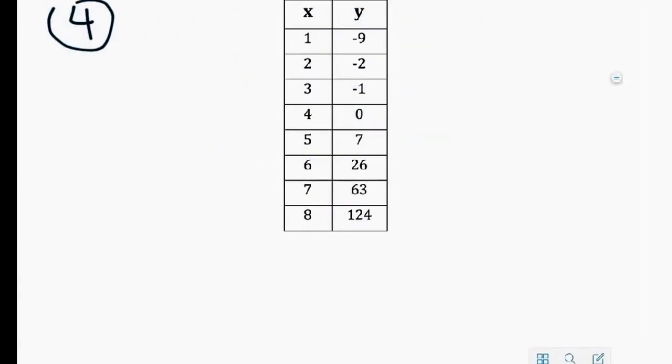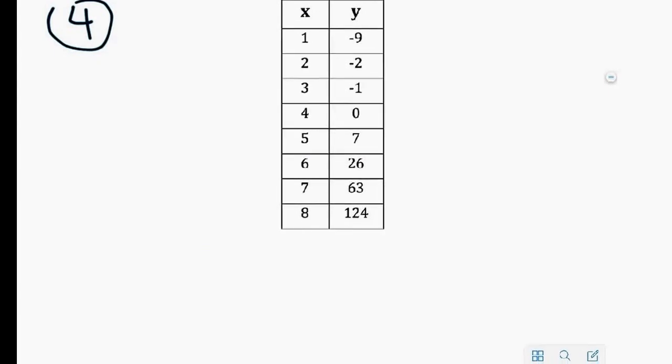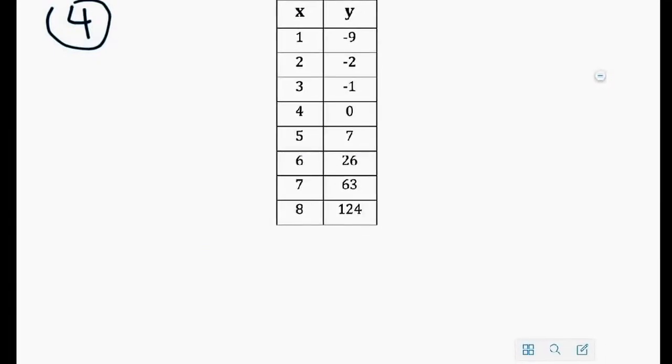Problem number 4. What is the degree of the polynomial function that generates the data shown in the table? We have this way of doing subtraction in order to determine if a polynomial is linear, quadratic, cubic, quartic, quintic, or anything larger than that. We're not going to give you anything larger than that. The way it works is you take the outputs, the y values, and you subtract them. And I just always subtract them in this order.